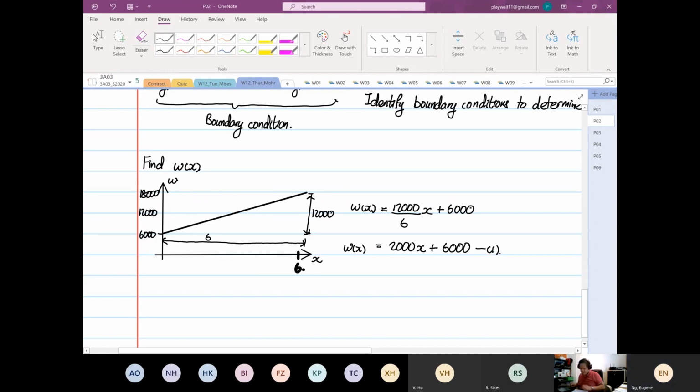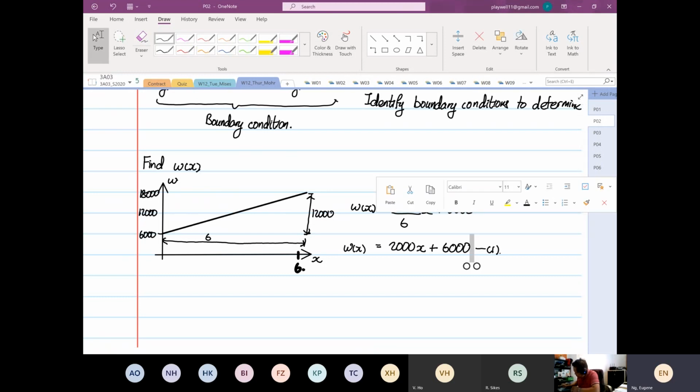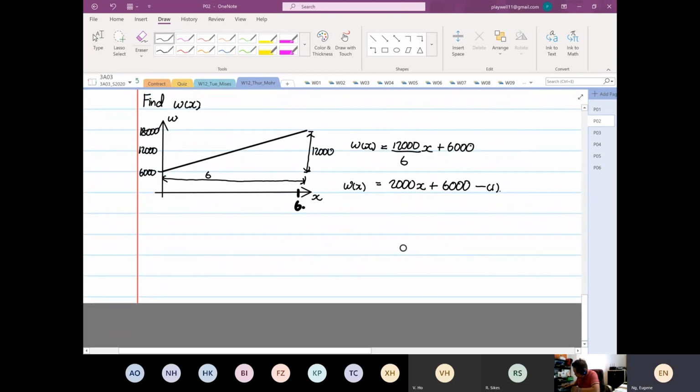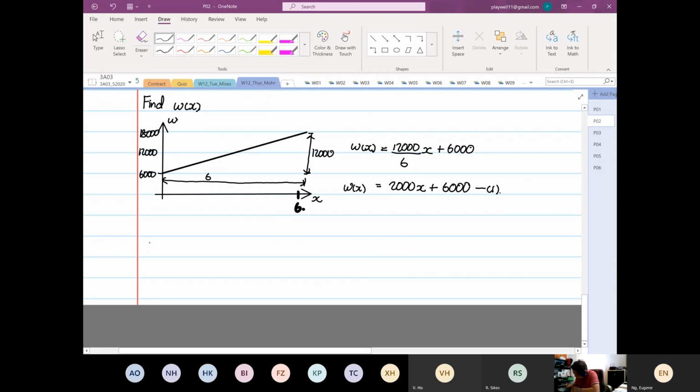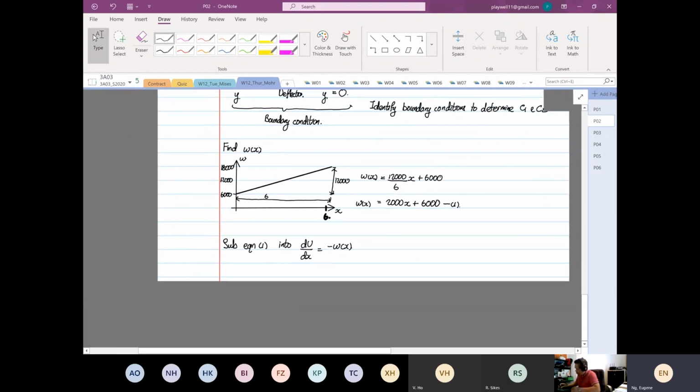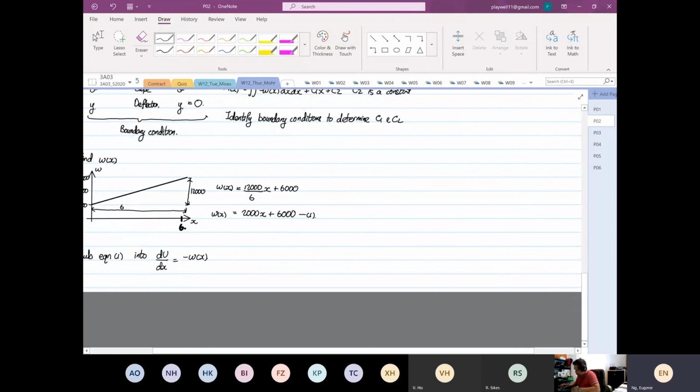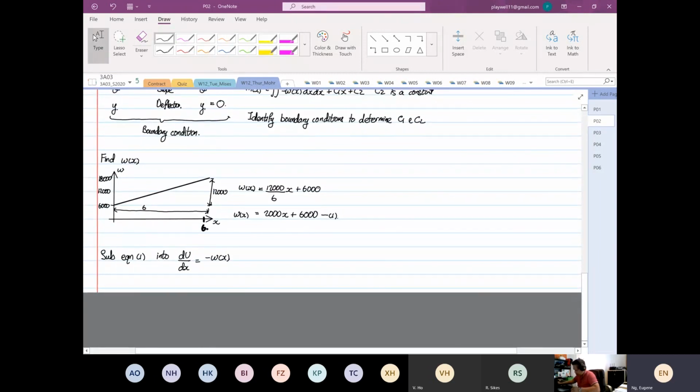So we're going to substitute equation 1 into dv over dx is equal to minus omega as a function of x. So don't forget your negative sign. Don't forget your negative sign. So I'm going to take the whole problem and start on a new page.